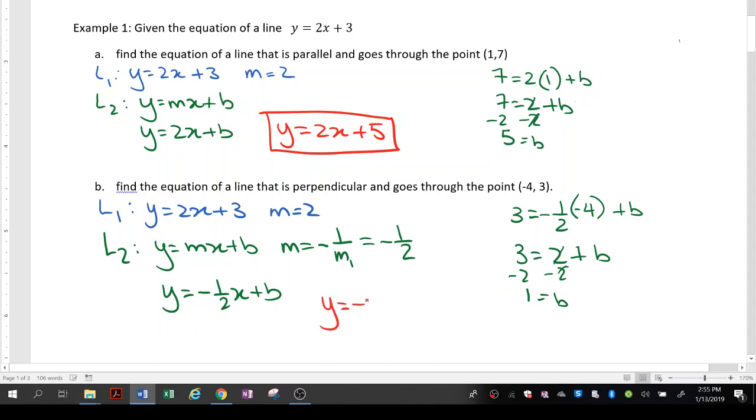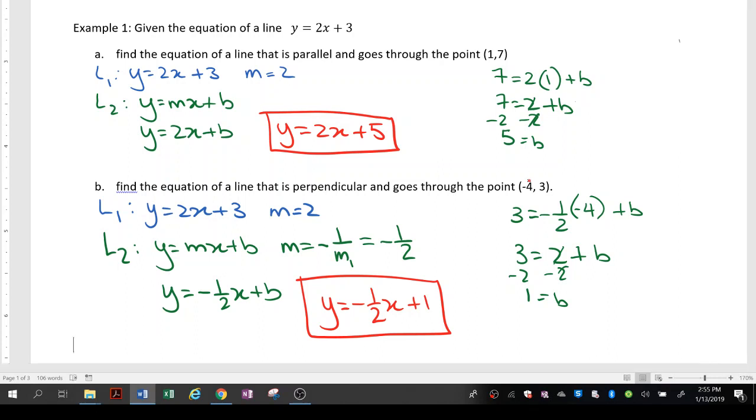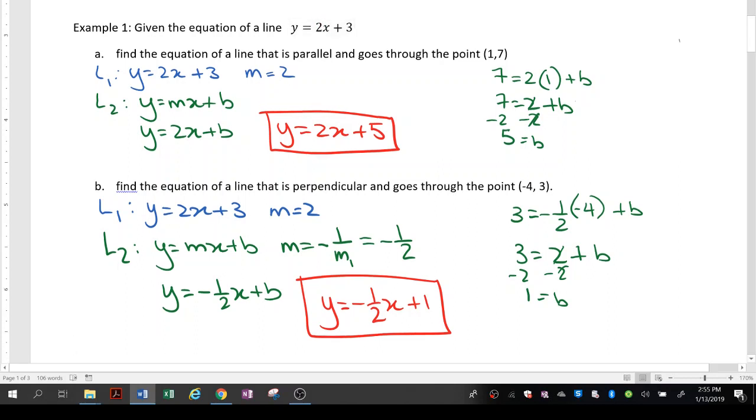Y is equal to negative 1/2 x plus 1. And that is the equation of a line perpendicular that goes through the point negative 4, 3. Now in this example, we started with the equation of a line that is in slope-intercept form. So we had our value for our slope, but sometimes we don't have that.